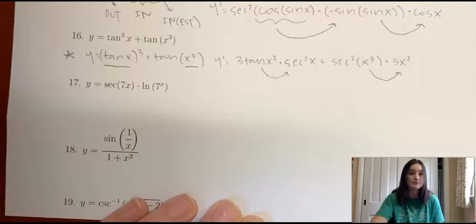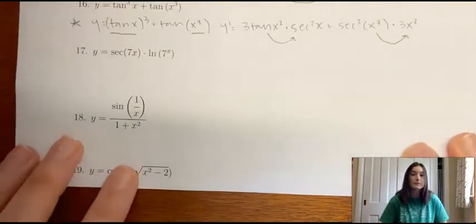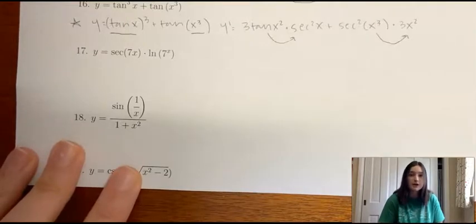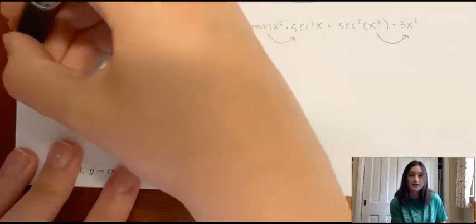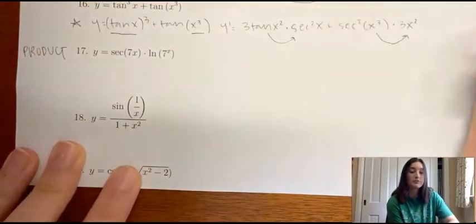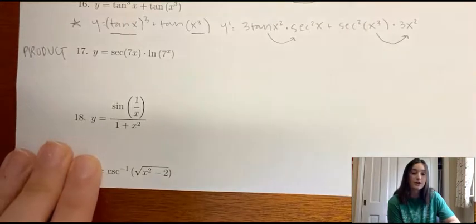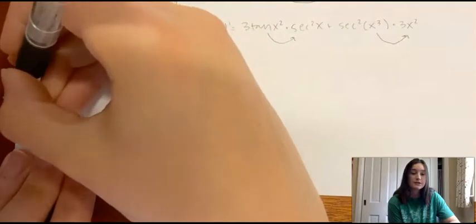Okay, so 17 is another kind of problem where people tend to get a little bit tripped up with just that little 7x, so we're going to be careful as we do that one. So this is another product rule. You can see that you're multiplying two things, and so we're going to identify the first part as secant 7x.